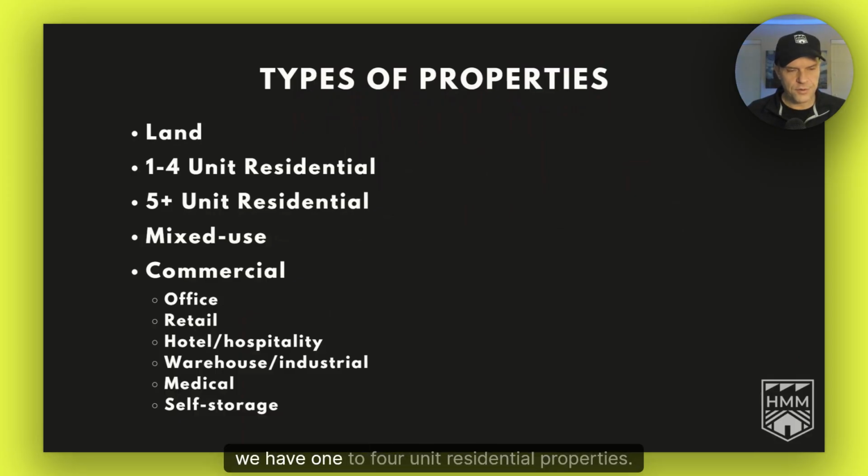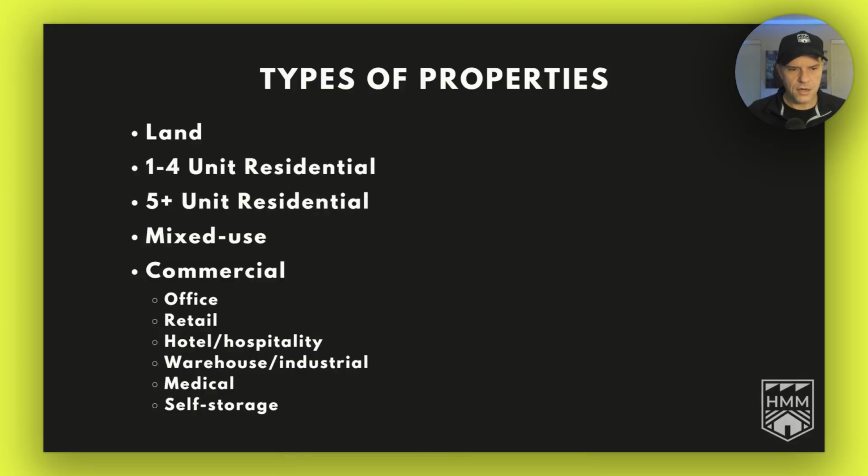We have land. We have 1 to 4 unit residential properties, so single family, duplex, triplex, and 4 unit. We have 5+ unit residential properties, which is better known as apartment buildings. We have mixed-use properties, which is a combination of residential and commercial. Usually you have commercial on a ground floor and residential apartments above that. And then we have pure commercial properties, which have many different categories, but the vast majority are in the following: office, retail, hotel/hospitality, warehouse/industrial, medical, and self-storage.